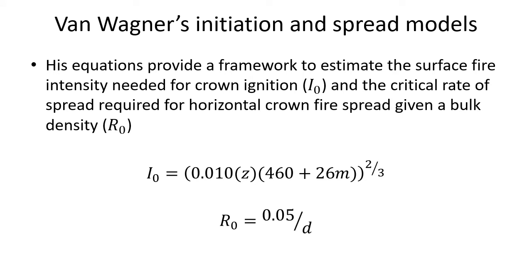So basically these two equations here from Van Wagner 77, his initiation equation we saw in the last lecture, and then his spread criteria in this lecture, really work together to build a framework for what type of fire behavior we expect, right? Whether we expect it to be a surface fire, a passive crown fire, an active crown fire, or even this concept we talked about called independent crown fire. We can estimate all of those things based on just these two equations.